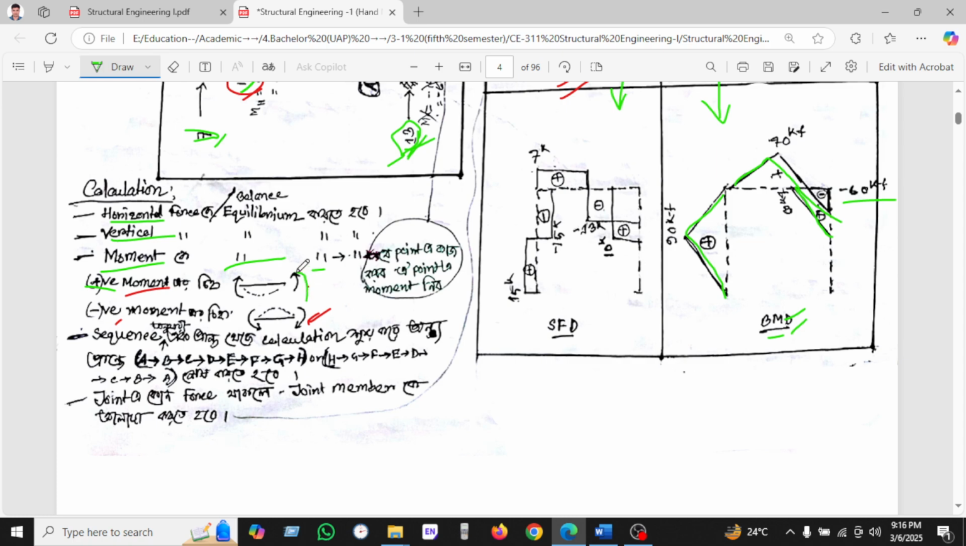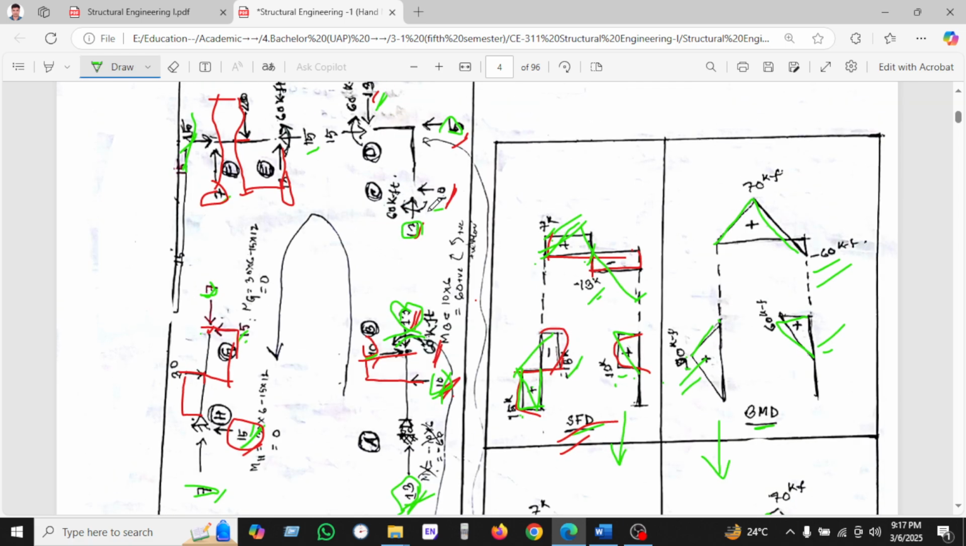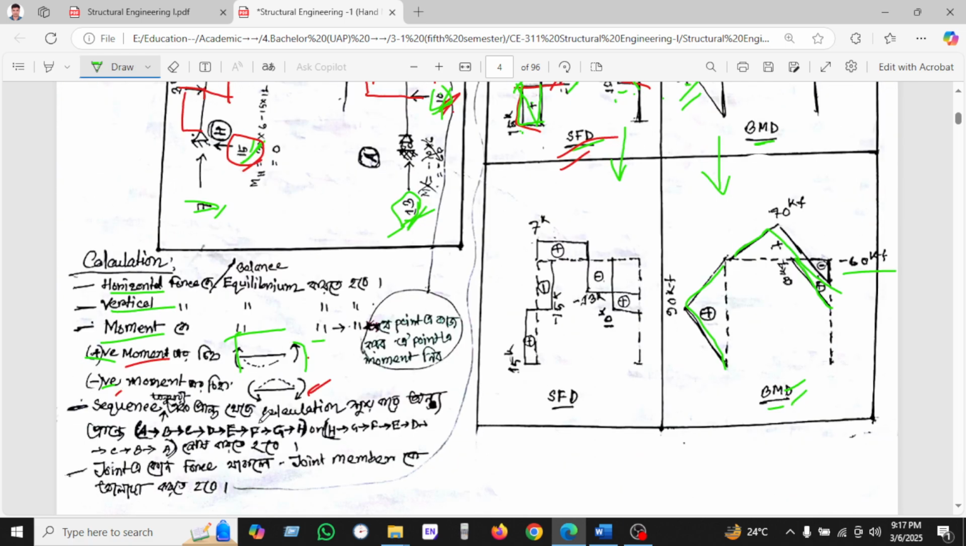And we know the moment sign convention. The positive moment we take this way, and the negative moment this way, as we have been seeing here. This is the positive moment, and this is the positive moment also. And the negative moment sign convention we see like this way.